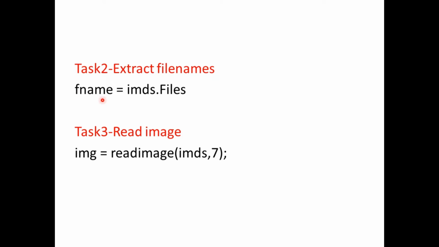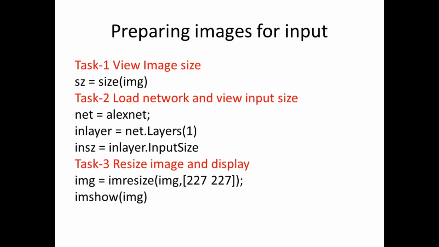Now we want to read those images. To read the images, the task given here is to read the 7th image. It is left to us which image we read. So we use the read command on the datastore, and the 7th image is loaded to the variable img. Now this img can be used for further processing.